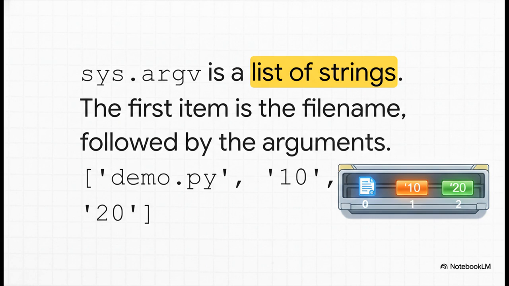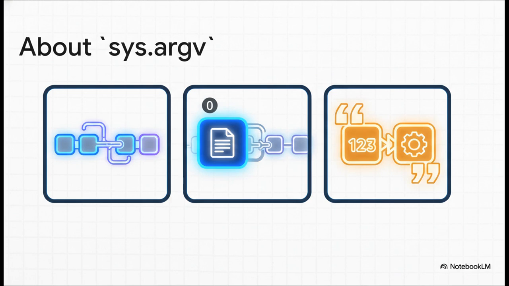That's right. They're strings. So let's recap the essentials for sys.argv. It's always a list. The item at index 0 is always the file name. And just like with the input function, everything else you pass in gets captured as a string, even if it looks like a number to you. That is a super critical detail to remember.